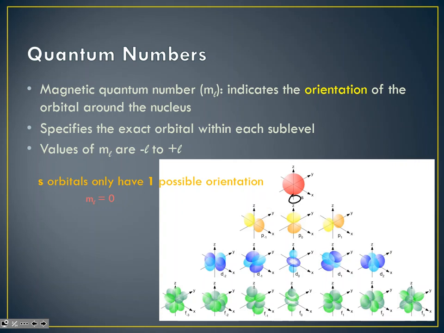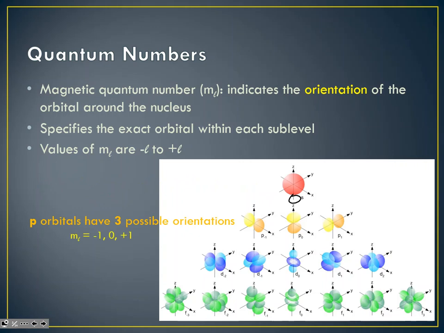The P, though, in the P sublevel, there are 3 orbitals. We have the P on the X, the P on the Y, and the P on the Z plane. Now, they have three possible orientations. You can be in the one on the X, the one on the Y, or the one on the Z. So you can be in orbital -1, orbital 0, or orbital +1, depending upon which one you're assigned to.